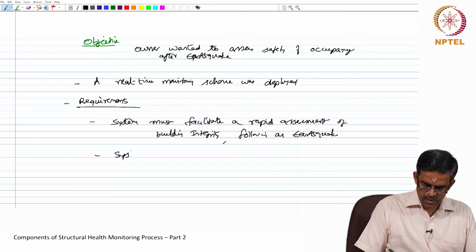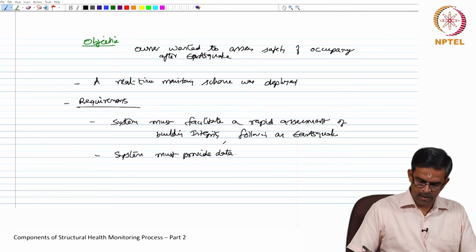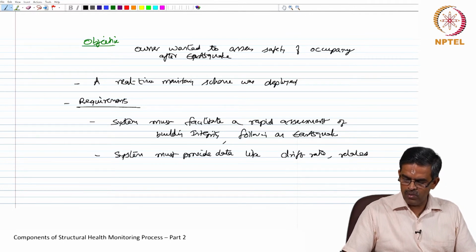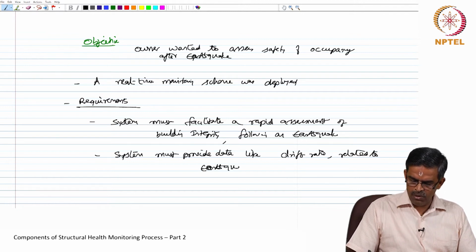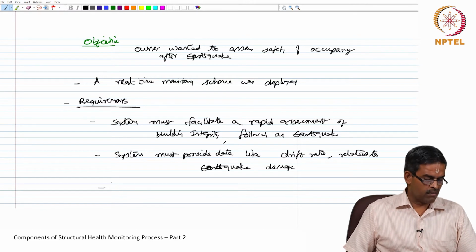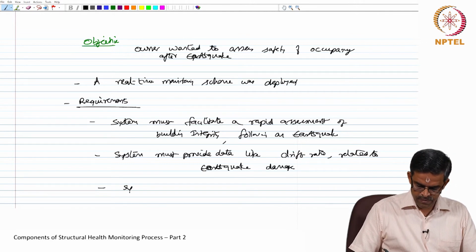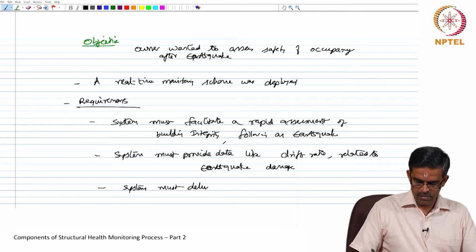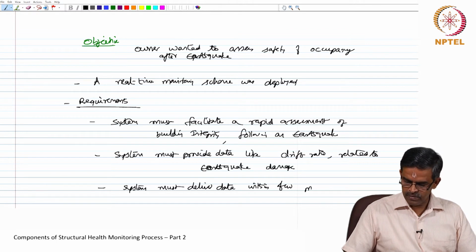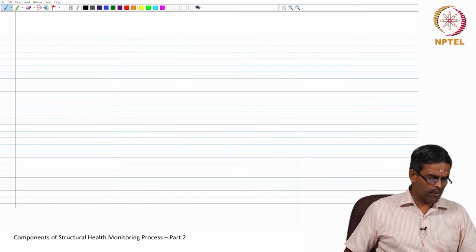The second is the SHM system must provide data like drift ratio, which is related to earthquake damage. So, they can be used as indices to quantify the occupancy level of the system post earthquake. SHM should also have the capability to deliver data within a few minutes after the earthquake occurred. Okay. These are the requirements of the system.